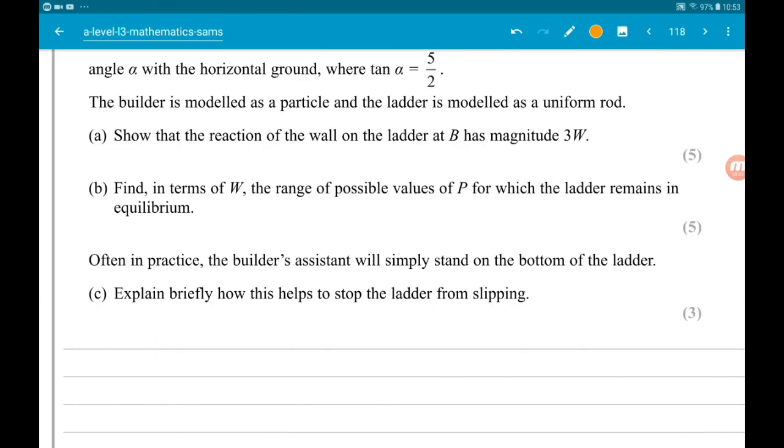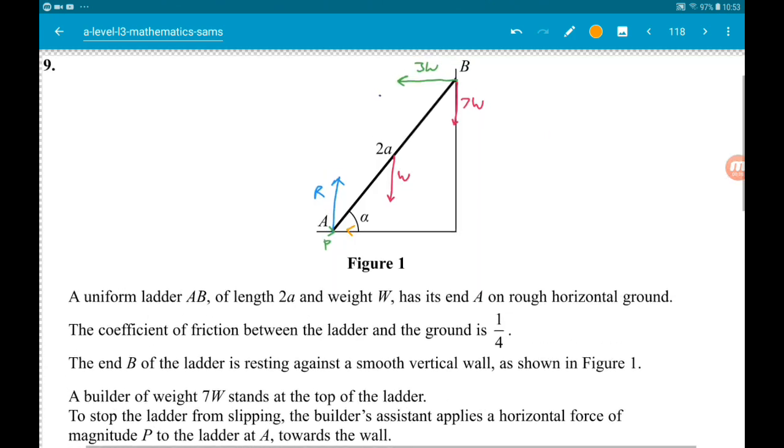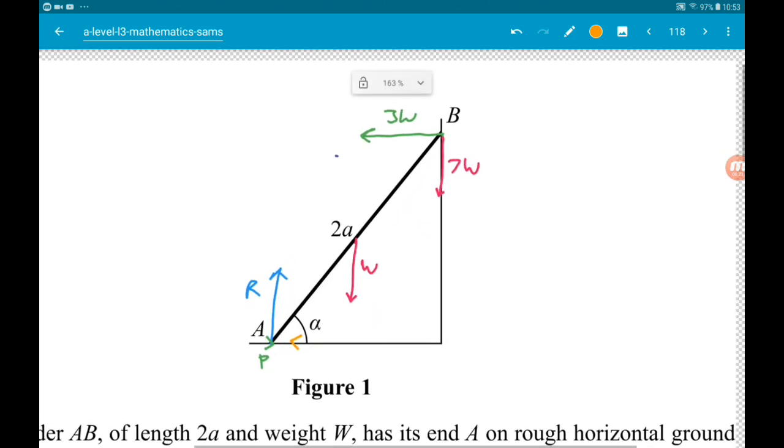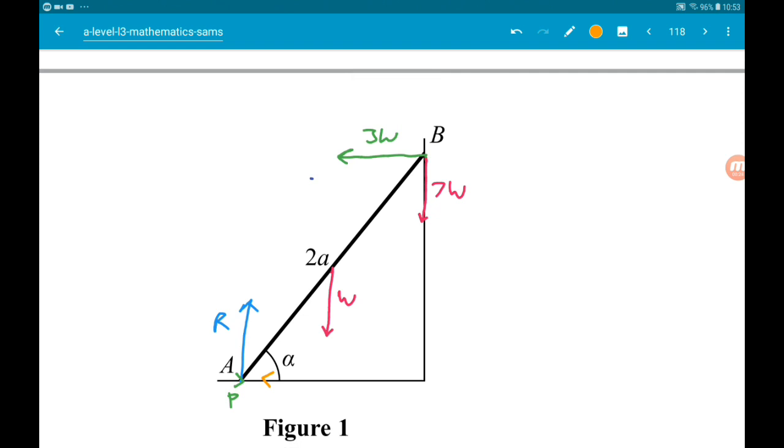Okay, then for part C, often in practice, the builder's assistant will simply stand on the bottom of the ladder. Explain briefly how this helps to stop the ladder from slipping. Okay, so the builder's assistant then is going to be stood on the ladder at A. So now instead of his force acting to the right, his force is now going to act directly down.